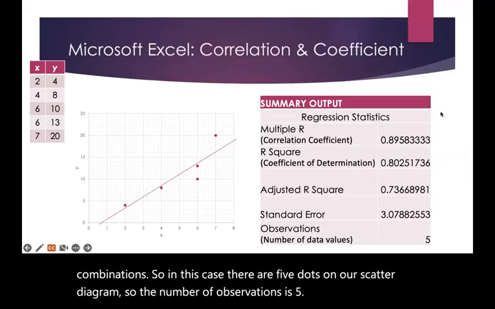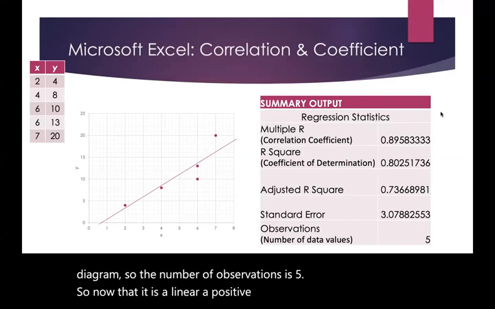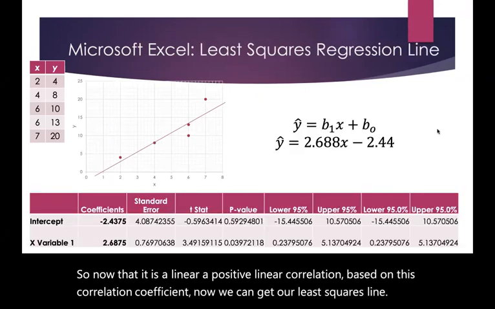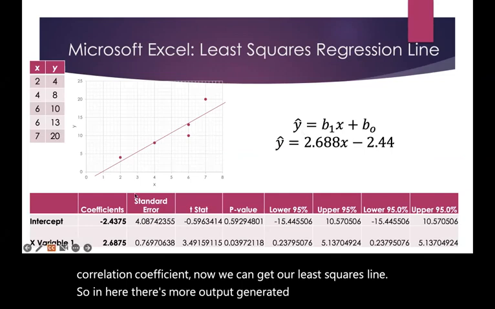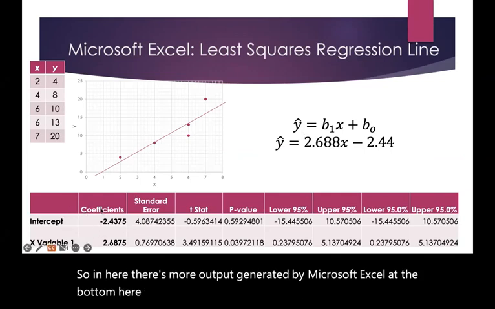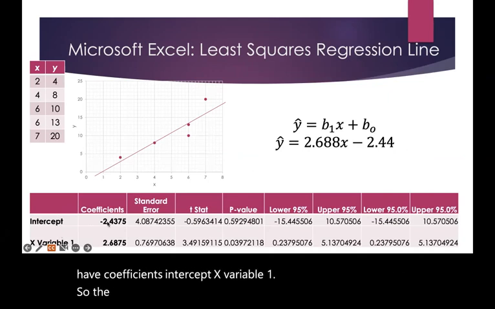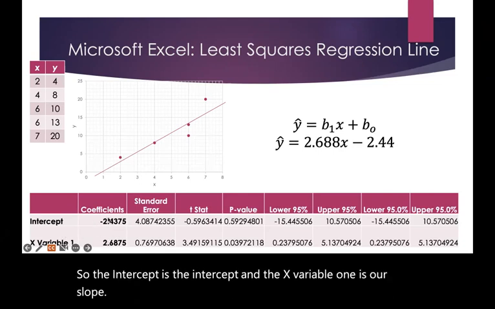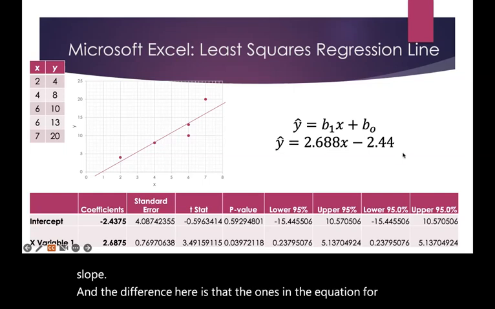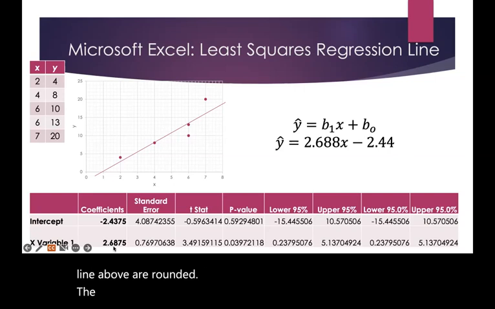So now that we know it is a positive linear correlation based on this correlation coefficient, now we can get our least squares line. There's more output generated by Microsoft Excel at the bottom here, in this table. As you can see, we have y hat equals 2.688x minus 2.44. And in this table, we have coefficients: intercept and x variable 1. The intercept is the intercept, and the x variable 1 is our slope. The difference here is that the ones in the equation for the line above are rounded. The ones in the table are not rounded.